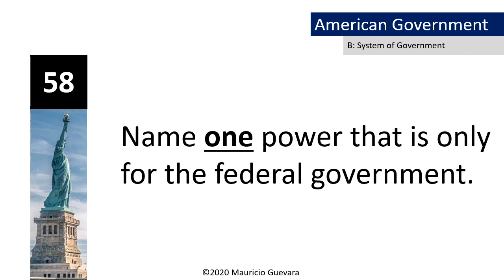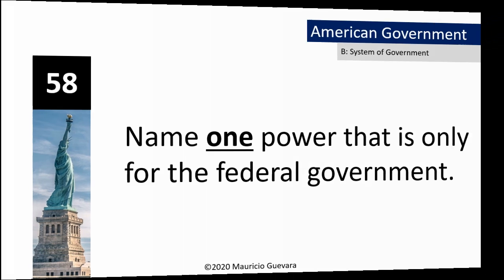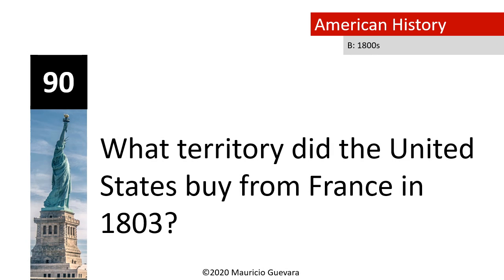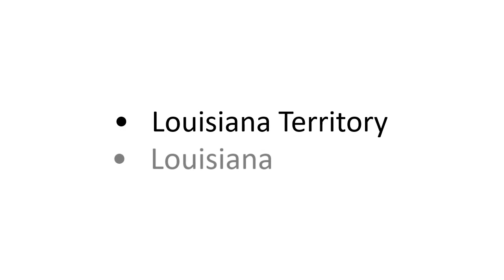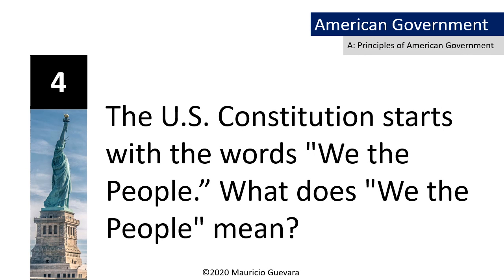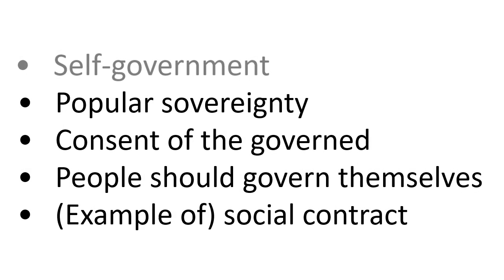Name one power that is only for the federal government. Declare war. What territory did the United States buy from France in 1803? Louisiana. How many voting members are in the House of Representatives? 435. The U.S. Constitution starts with the words, "We the people." What does "we the people" mean? Self-government.